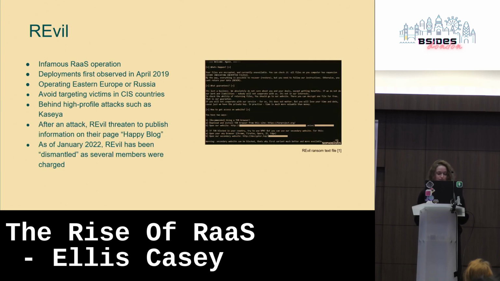I'm now going to talk about an infamous RaaS operation known as REvil. Deployments of this malware type were first observed in April 2019. They operate predominantly in Eastern Europe or Russia, and they avoid targeting systems in CIS countries, even using code to detect where a user is located. Even if you're not familiar with RaaS, you might have heard of them, and if not, you're almost certainly familiar with some of the cyber attacks they've conducted. They infamously conducted a ransomware attack against Kaseya, and the source was identified to be VSA, or Virtual System Administrator, which is a remote monitoring and management software package developed by Kaseya. There are approximately between 800 and 1,500 downstream businesses that were impacted by the attack.